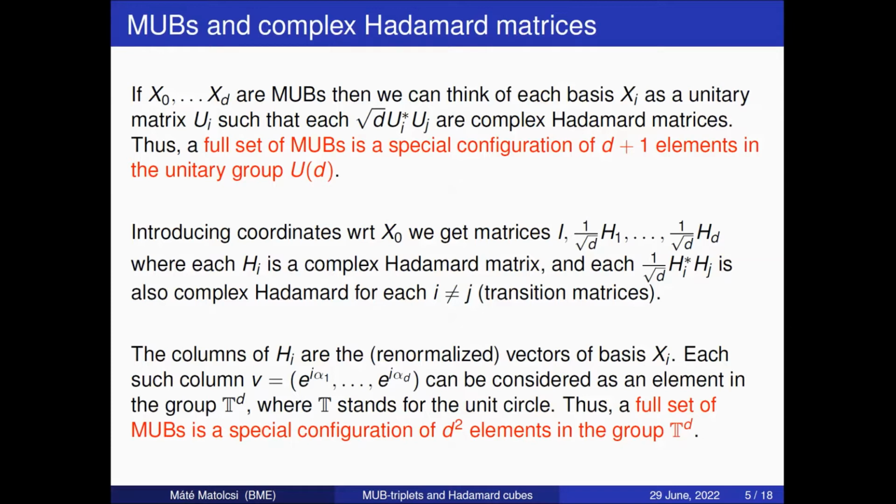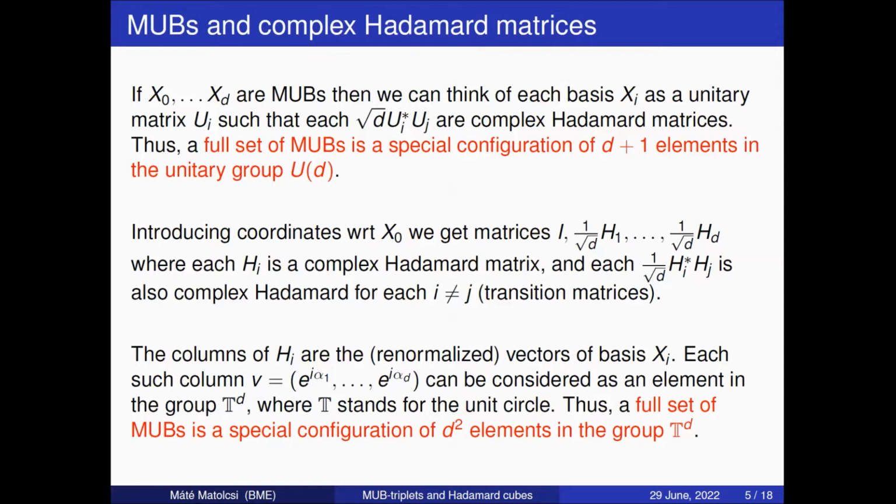Another way to think of it is to introduce coordinates with respect to some basis, let's say x_0, and then we get the identity matrix here, and then, as we said before, we have complex Hadamard matrices. And so these are the unitaries with each H being a complex Hadamard matrix. And then, of course, the transition matrices should also be complex Hadamard. And in this case, if you have this formalism in mind, then you can think of the columns of the matrix as vectors.